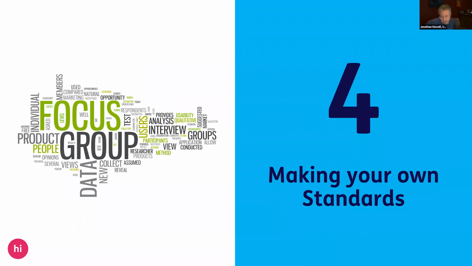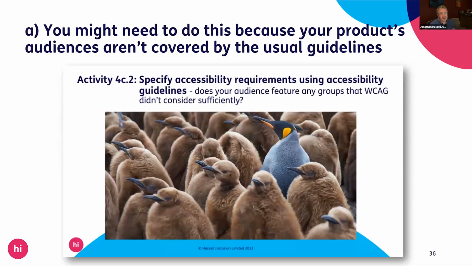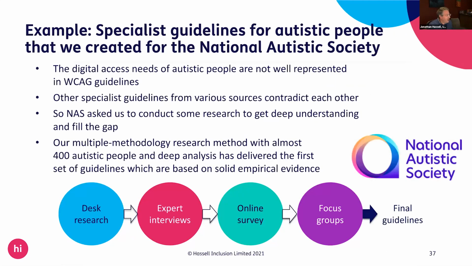And just the last couple of sections, making your own. So you might want to make your own standards. The reason you would do this is because your audiences aren't covered by things. I mentioned already what we did with the National Autistic Society. WCAG is really bad at understanding the needs of people with disabilities who are neurodiverse, especially people who are autistic.